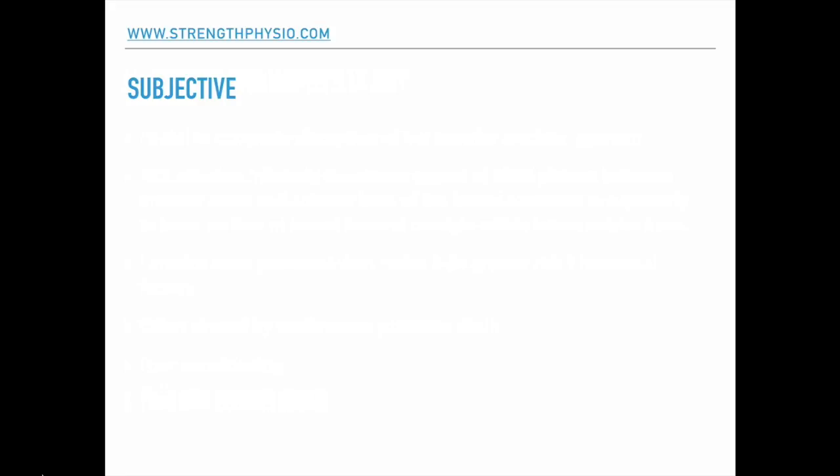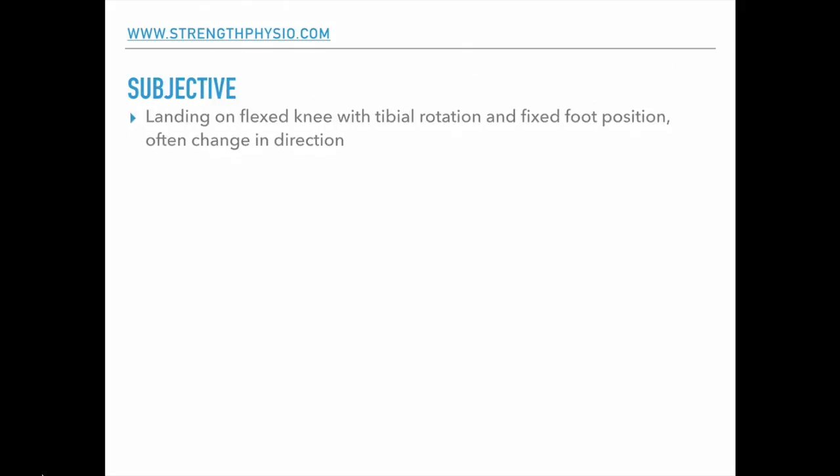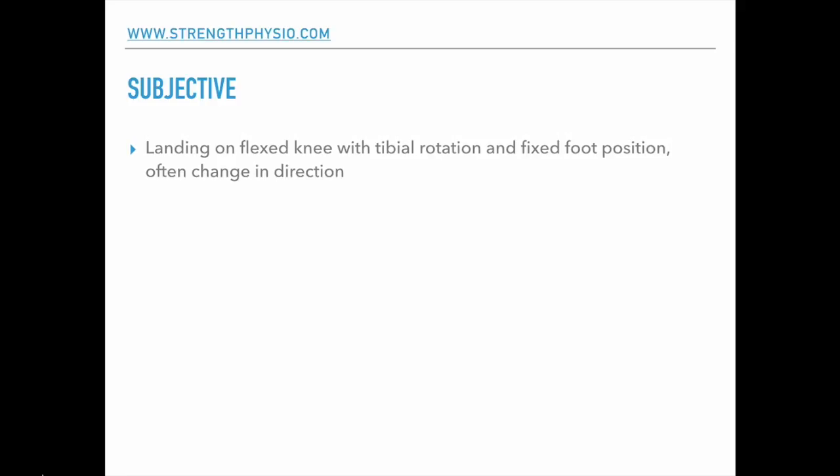So during your subjective exam, what are you looking for to indicate there may be an ACL tear? Well, you've basically got a landing mechanism of injury on a flexed knee with some tibial rotation and a fixed foot position, often with a change in direction. So when you get that sort of presentation or report from the patient in terms of what has happened to them, then you should be thinking about an ACL potentially.